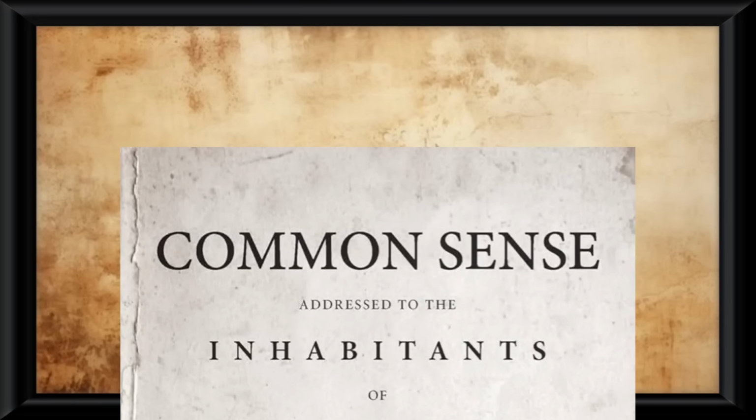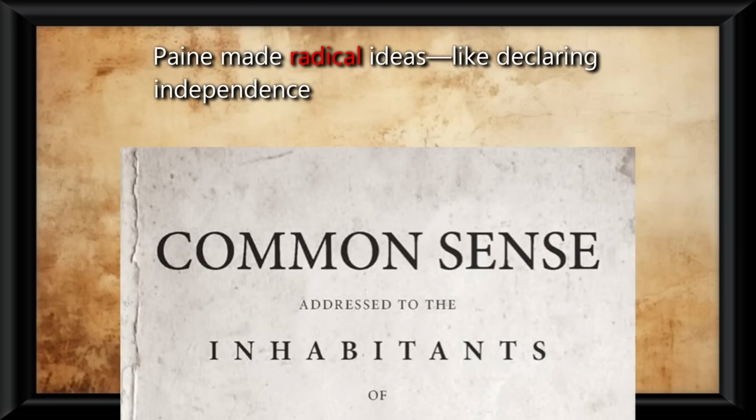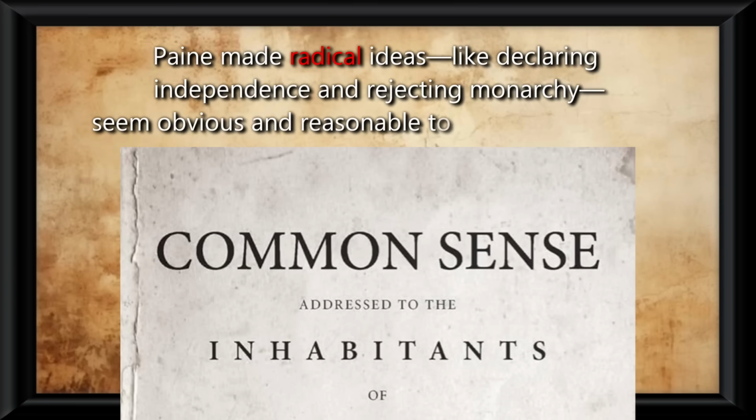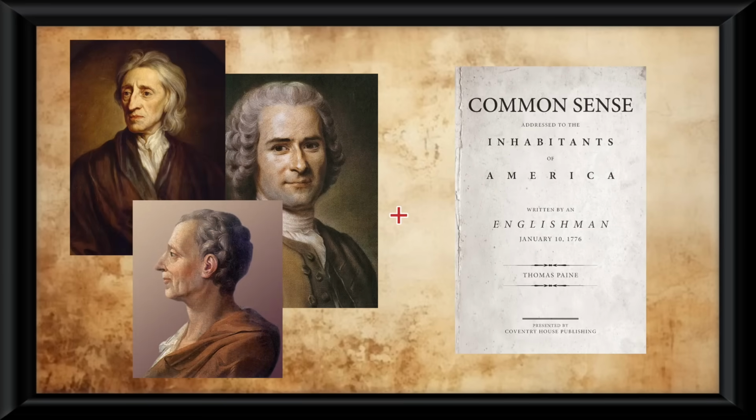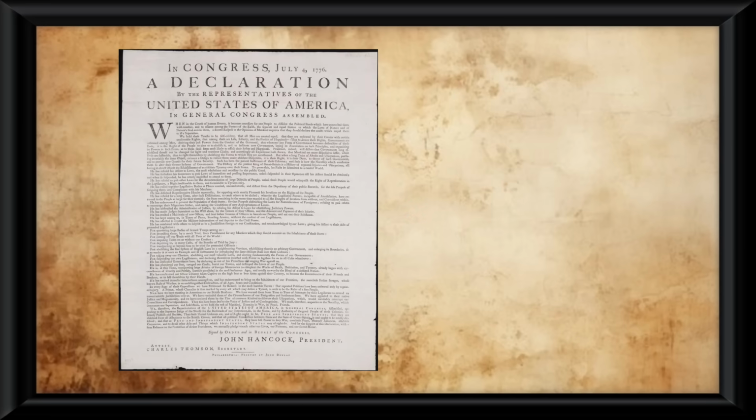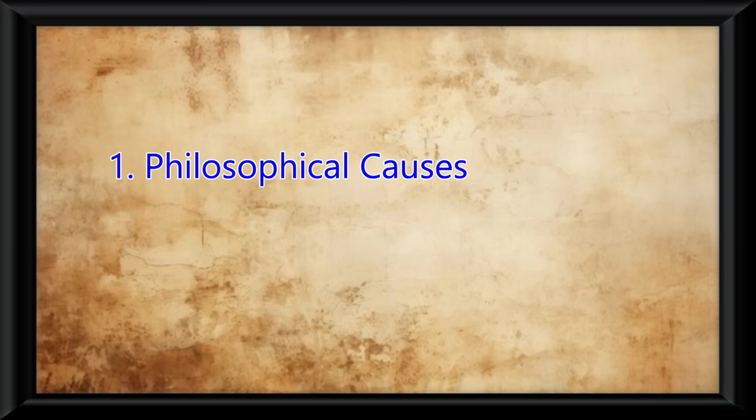And I want you to think about this for a second. By calling it Common Sense, Paine made radical ideas like declaring independence and rejecting monarchy seem obvious and reasonable to everyday colonists. All of this Enlightenment thought, including this book by Paine, would be engraved in the ideas of the Declaration of Independence written by Thomas Jefferson in 1776. These philosophical causes, combined with British taxation, set the stage for the revolution.